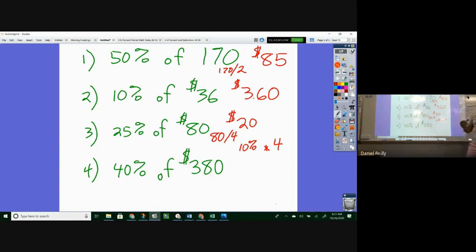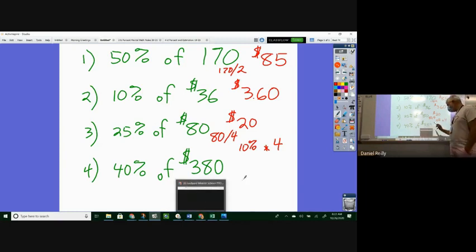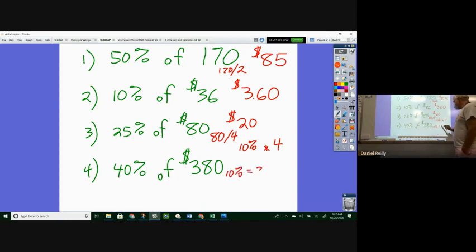Last one, 40% of 380. Rachel. 152. 10% equals 3.8, and then times 4. 3.8 times 4 is 120 plus 32, 152. And I'm not doing this on paper, right? Yes, you are doing that.